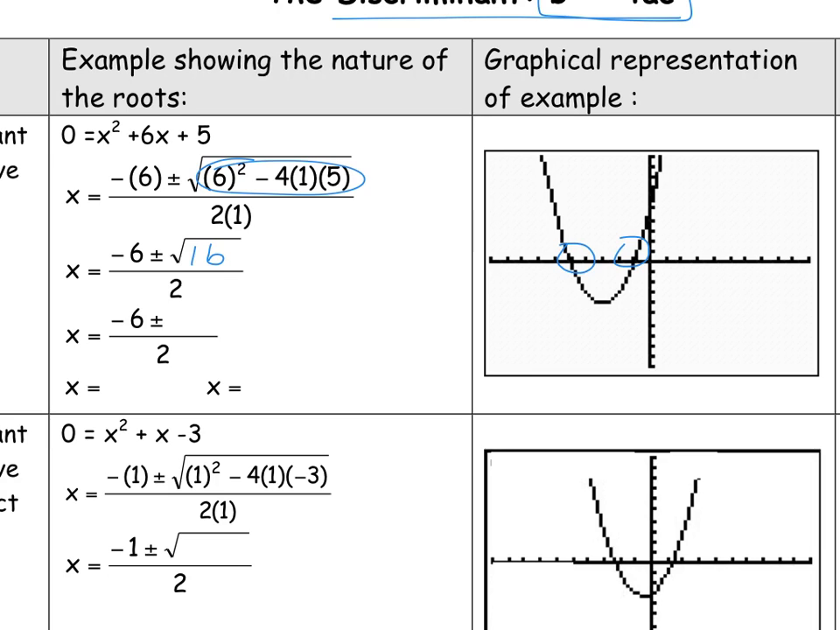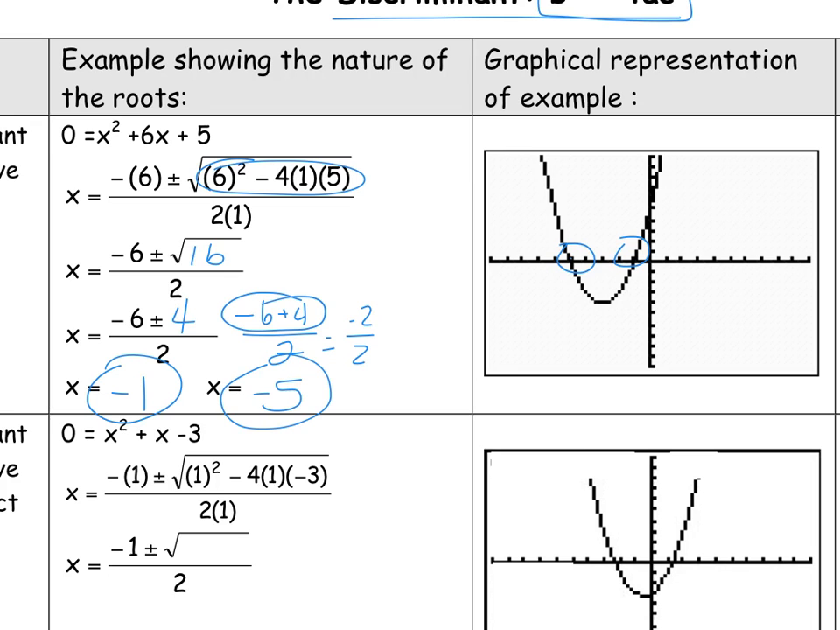So this number, if you do the math here, turns out to be 16. If you take the square root of 16, it's 4. So that's not a radical anymore. No matter what, the answers, if you do this correctly, are -1 and -5. Remember when you do these, you do -6 plus 4 over 2. Do the top and divide by the bottom. And then you would do -6 minus 4, which is -10, and so on. So when you do this, you get -1 and -5 as your nice perfect roots.